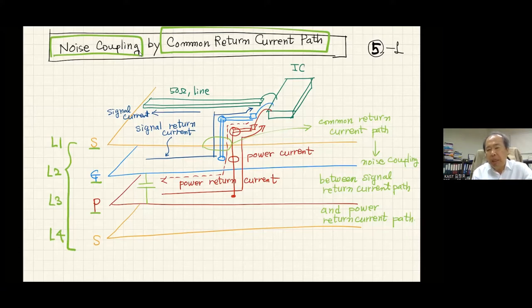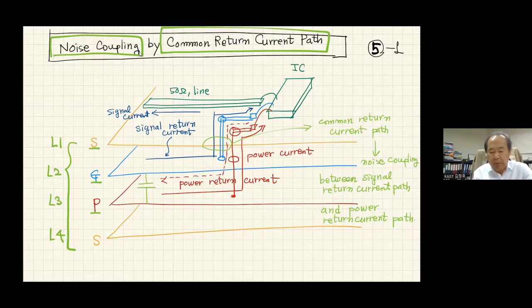Some years ago, I was involved in the design of very high layer count PCBs. Sometimes the number of layers was more than 30. Sometimes it could be 100 layers, for some high performance computer and package designs. But this is a very simple case.